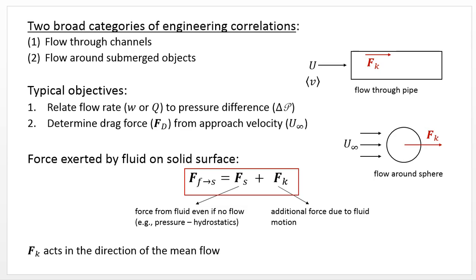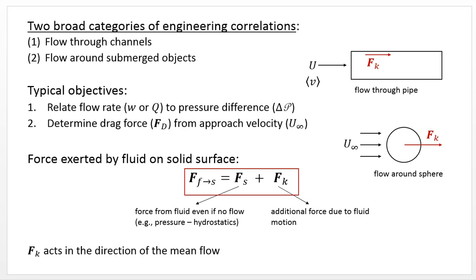There are two broad categories of engineering correlations. One is flow through channels, and two is flow around submerged objects. Flow through channels is relevant to things such as pumping liquid through pipes, extrusion of plastics through dies, etc. Flow around submerged objects pertains to things such as the motion of air around a car or airplane, sedimenting particles, or flow around tubes in heat exchangers. This can also be extended to flow through packed beds.